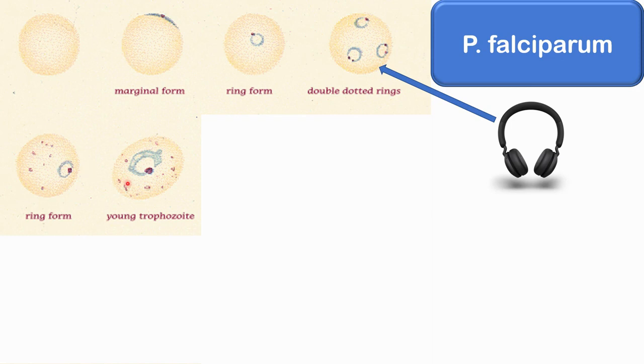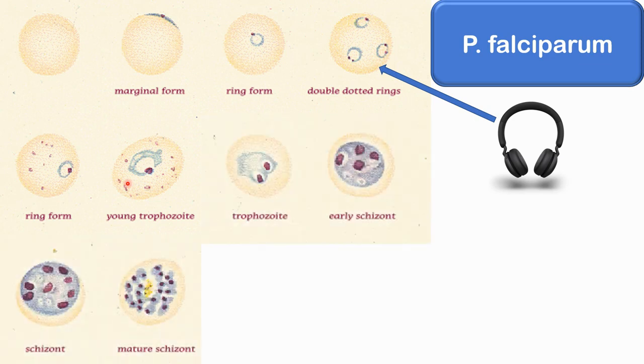The subsequent stages of the asexual cycle, late trophozoite, early and mature schizonts, are not seen in the peripheral blood smear except in very severe malaria. The presence of Plasmodium falciparum schizonts in peripheral smears indicates a grave prognosis. The mature schizont is smaller than in any other species and has 8 to 24 merozoites.